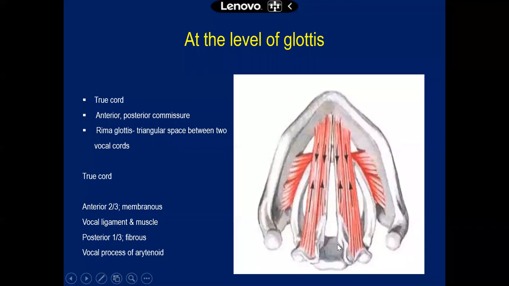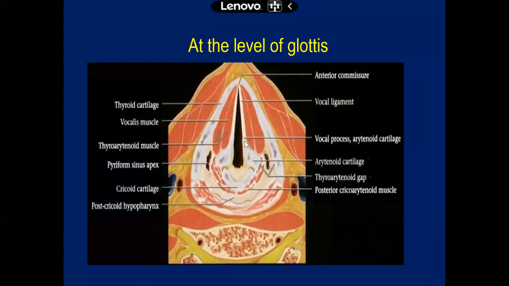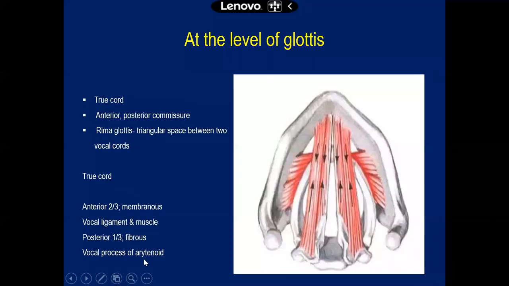The true vocal cord has an anterior two-third and a posterior one-third portion. The anterior two-third is mainly the vocal ligament and muscle that I have shown you. Posterior one-third is mainly fibrous, the vocal process of the arytenoid cartilage. That forms the posterior one-third. It is fibrous. Anterior two-third is membranous. Most of the tumors occur in the anterior aspect rather than the posterior aspect.